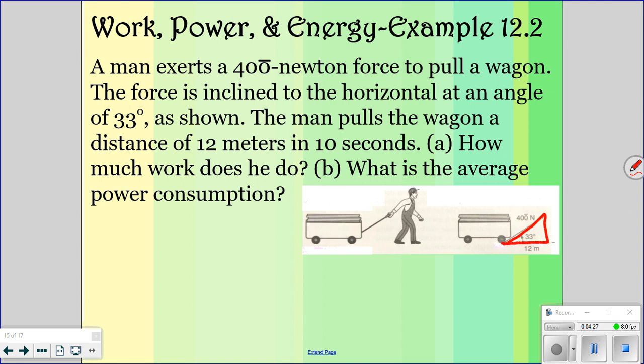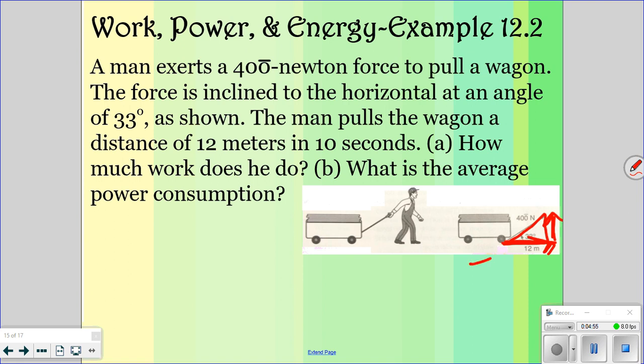And we need to know how much work he does. So we only need to figure out the force that is parallel to the direction of motion. So we only need to worry about the x component here. We don't care about the part that he's pulling up. That doesn't matter because we only want to know the part that's going in the 12 meter direction.